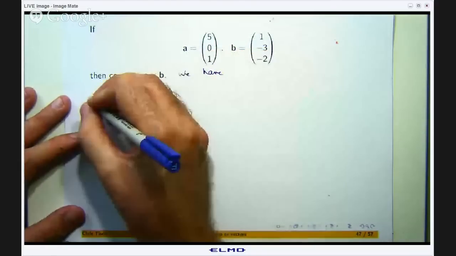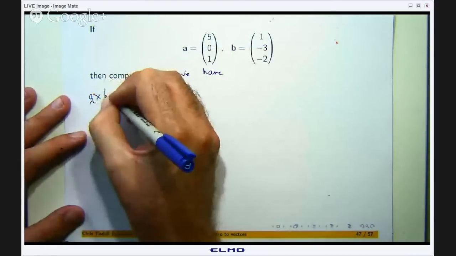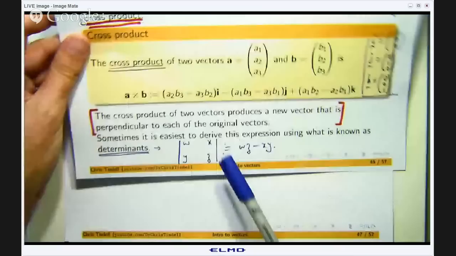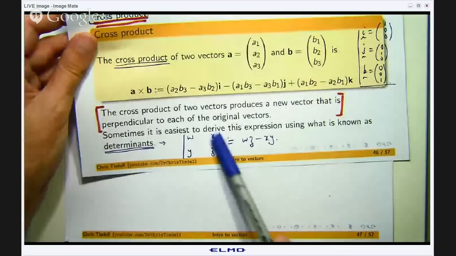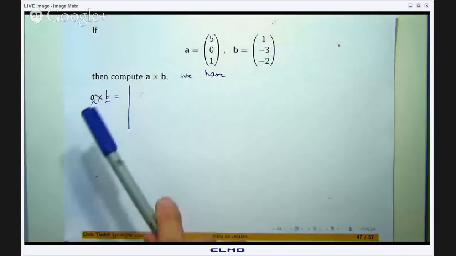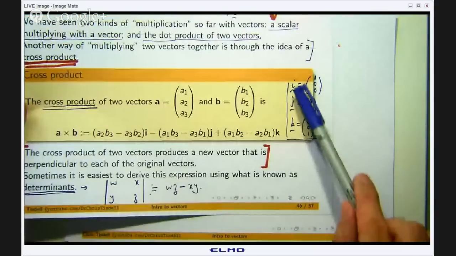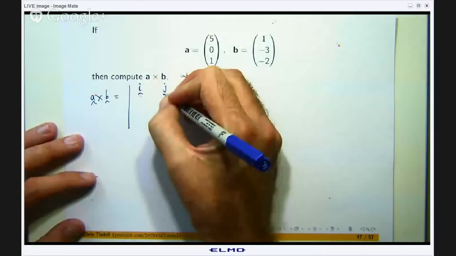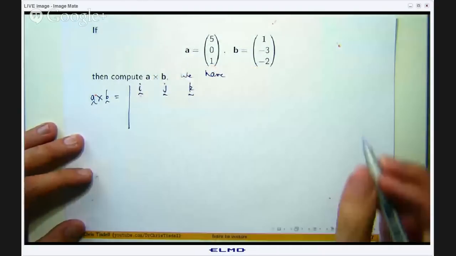So firstly, I'm going to write out what's known as a 3x3 determinant. Now, yes, this is a 2x2, but we really need a 3x3. But to evaluate that isn't much problem. So what I'm going to do is take the basis vectors i, j, and k and write them in a row, as i, j, k.